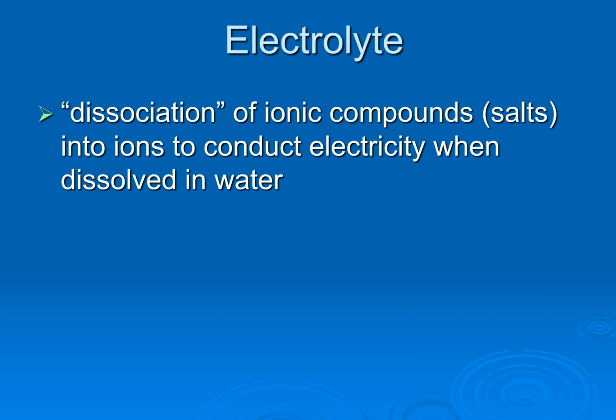An electrolyte is the dissociation of ionic compounds or salts into ions to conduct electricity when dissolved in water. Anytime you have something that is ionic, where a metal is bonded to a non-metal, it's classified as a salt. We talked about that when we went over bonding and then probably again in Unit 5, chemical nomenclature. So ionic compounds, when you dissolve them, will conduct electricity in water.